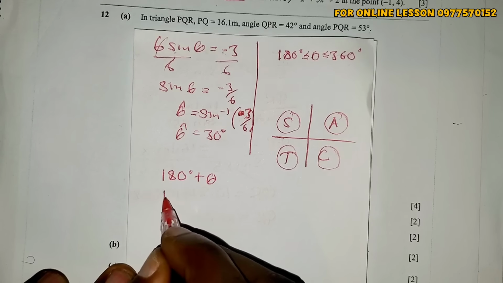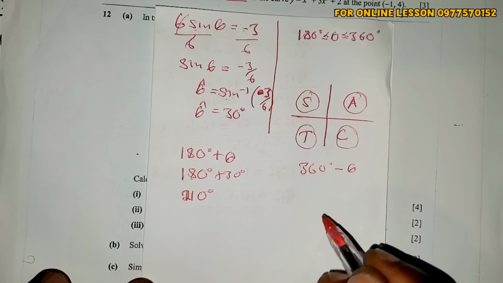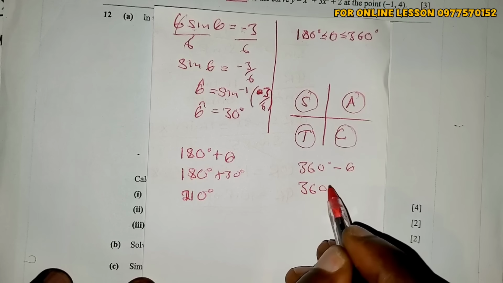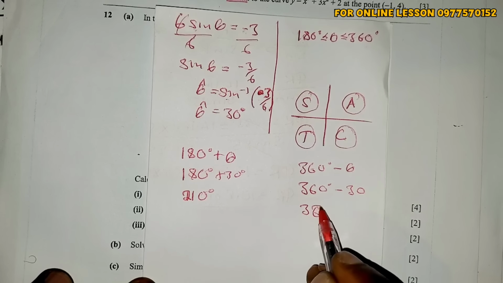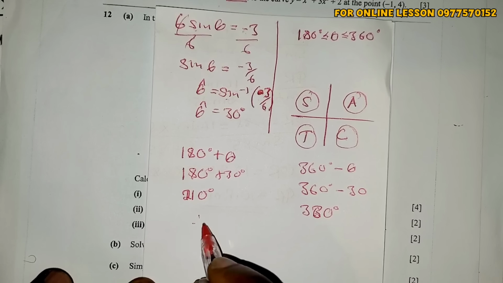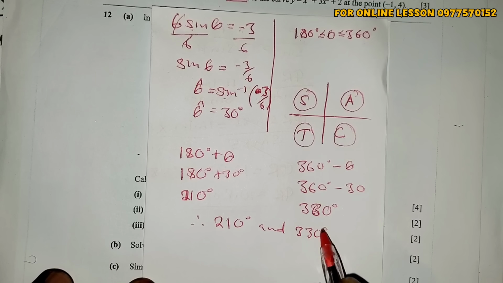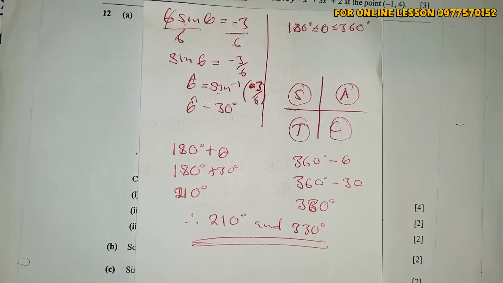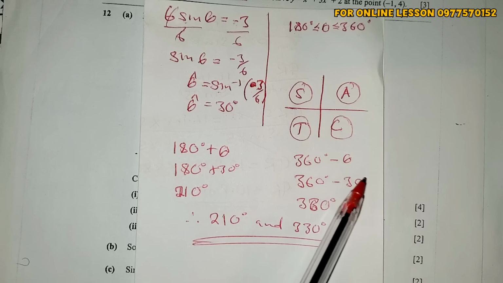Then in the fourth quadrant, we subtract: 360 minus the angle theta. We've calculated the reference angle. So we're going to say 360 degrees minus 30, which is 330 degrees. So therefore, the solutions are 210 and 330 degrees in that order, respectively. Third quadrant is 210. Then in the fourth quadrant is 330. Are we together? All right.